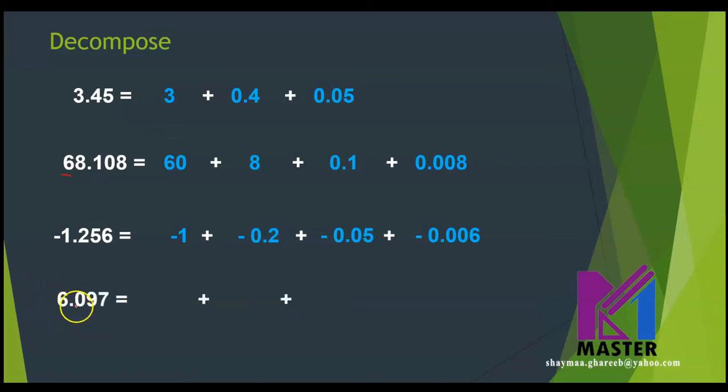This number, 6.097. I will start with 6 in the ones or in the units place, so its value is 6. 0 in the tenths place. Should I write it? No. I can skip it and go to the next digit. So 9 in the hundredths place, so it is 9 hundredths. How to write 9 hundredths? 0.09. What about the 7 in the thousandths place? So it will be 7 thousandths. How to write 7 thousandths? 0.007.